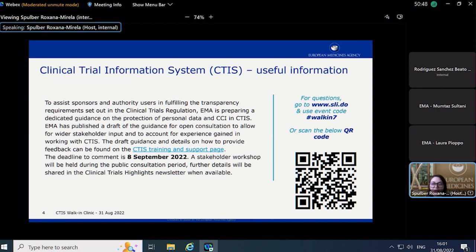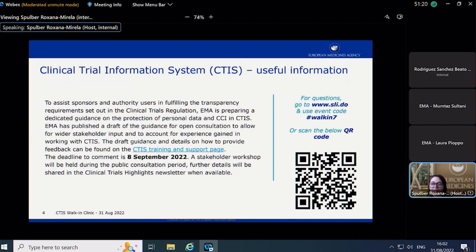To assist sponsors and authority users in fulfilling the transparency requirements set out in the clinical trials regulation, EMA is preparing a dedicated guidance on the protection of personal data and commercially confidential information in CTIS. EMA has published a draft of the guidance for an open consultation to allow for wider stakeholder input and to account for experience gained in working with CTIS.